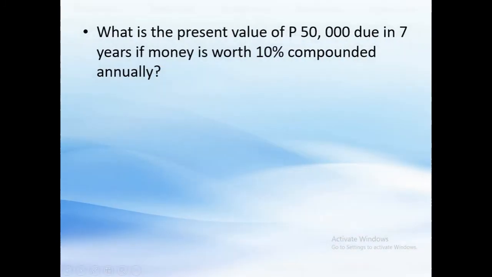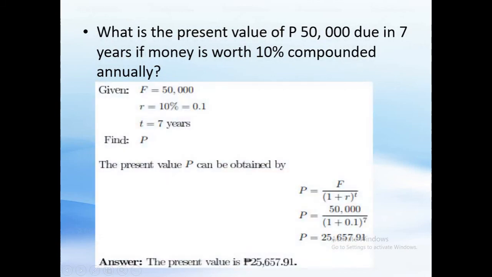Let's have a problem. What is the present value of 50,000 pesos due in 7 years if money is worth 10% compounded annually? The given is F is 50,000 pesos, R, or the interest rate, is 10% or 0.1. T is the time, or 7 years. Let's find the P, or the principal.